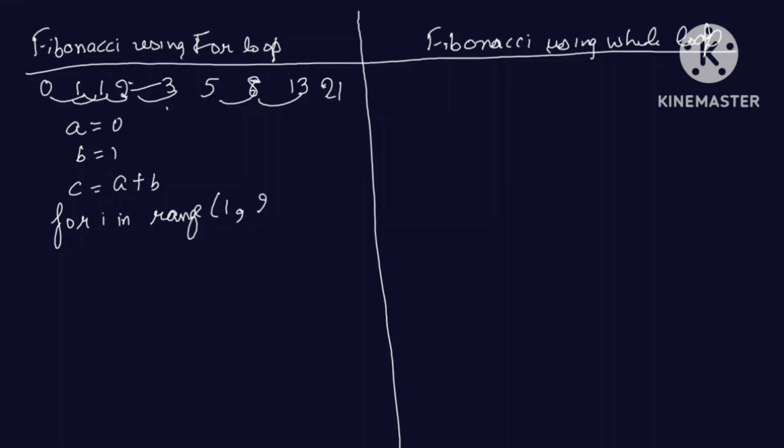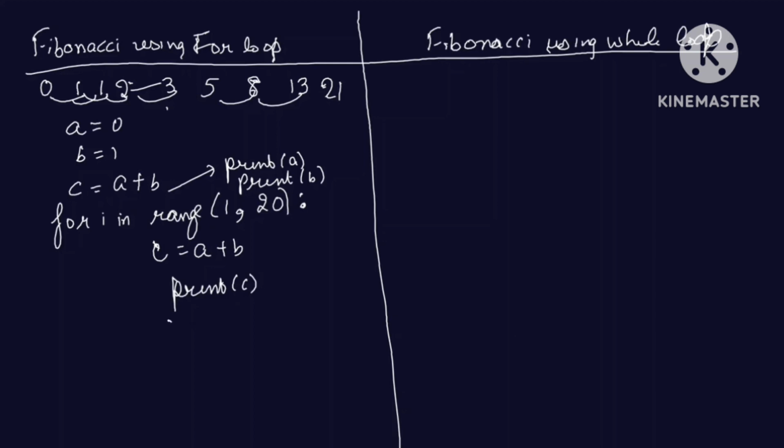So for i in range 1, 20, that means this loop will work 19 times. So 19 times our logic will execute. What we have to do is print a, print b. The initial terms we will print outside the for loop because they are printed only one time. Next, c is equal to a plus b. We will calculate the sum and write print c. Next a is equal to b, b is equal to c. The b value we are assigning to the a variable and the c value to the b variable, because every time the sum depends on a and b only.